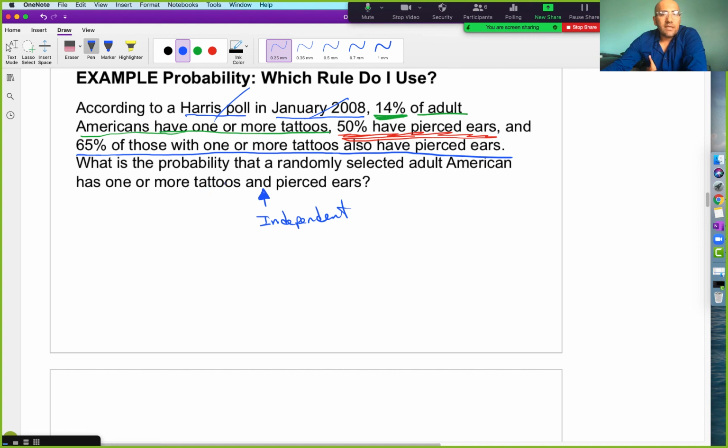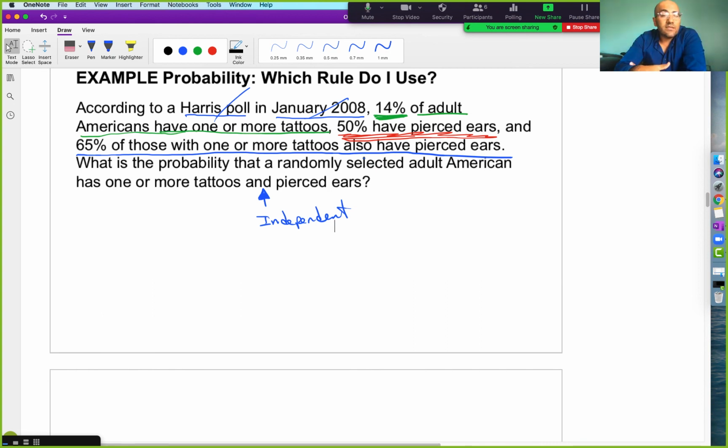If one randomly selected person is chosen, is it possible that they have both tattoos and pierced ears? Yes, definitely. Does the probability of one event being true affect the probability of the other? Like if I told you one randomly selected person is chosen, do they have a tattoo? What's the probability that a randomly selected American has one or more tattoos? Think about what that is in your head.